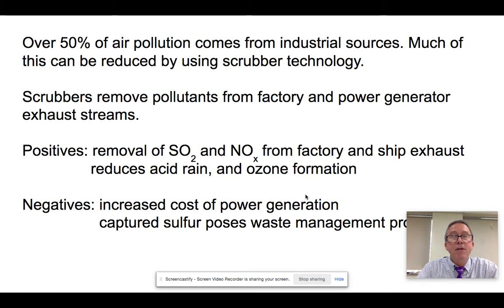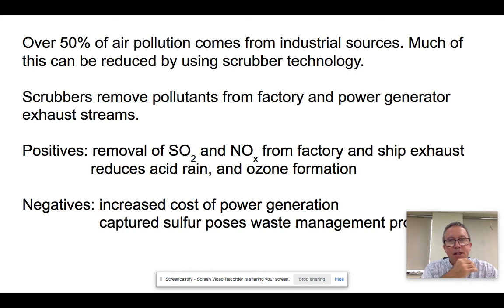So consider the fact that over 50% of the pollution that's in our air today here at KIS, at least 50% of it, is coming to us courtesy of power production at factories and electrical generation facilities. Now that's good news because that means half the pollution that we're encountering has passed through a known point where we have some ability to try to mitigate. And so one of the best ways to mitigate this is to use what's known as a scrubber.